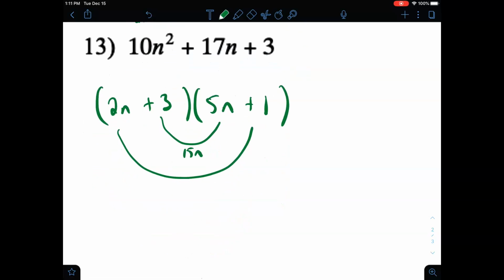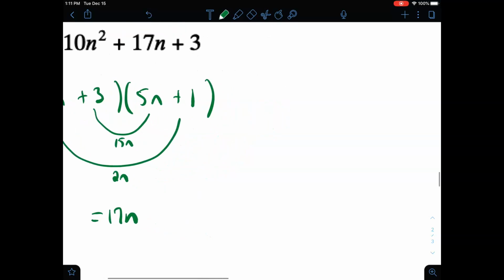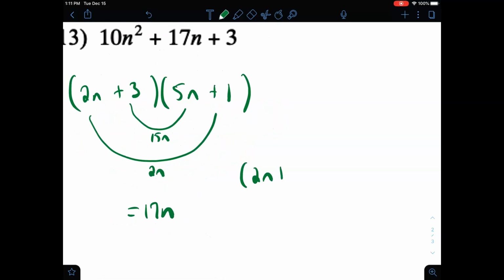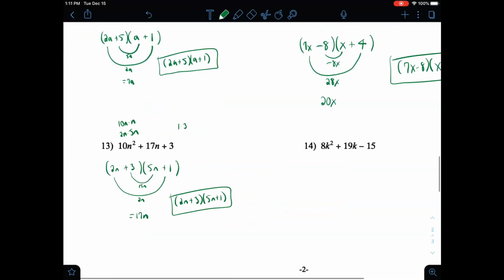That's going to be 15n. That's going to be 2n. That is going to work. That's going to be 17n. So our final answer is going to be 2n plus 3 times 5n plus 1. And there we go.